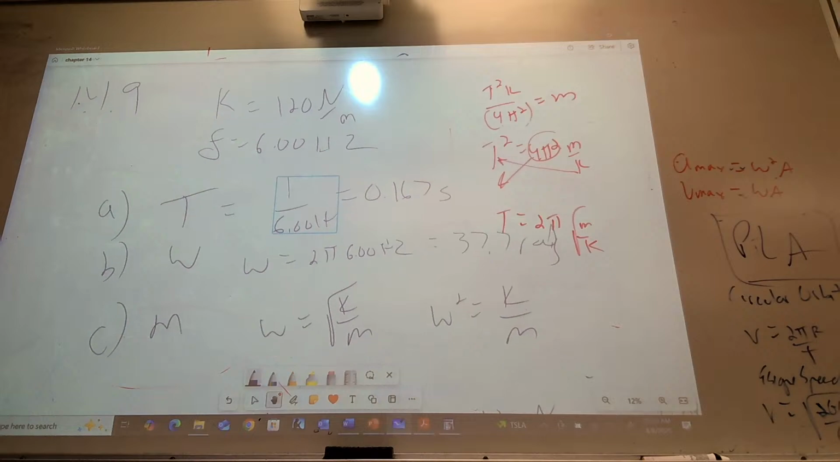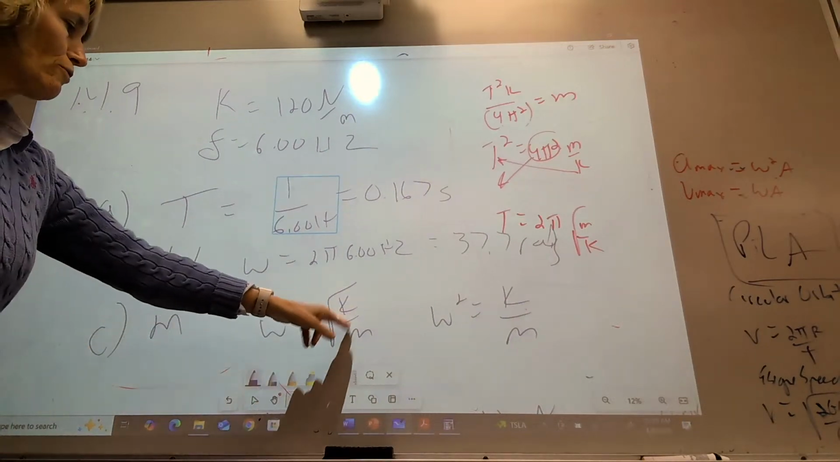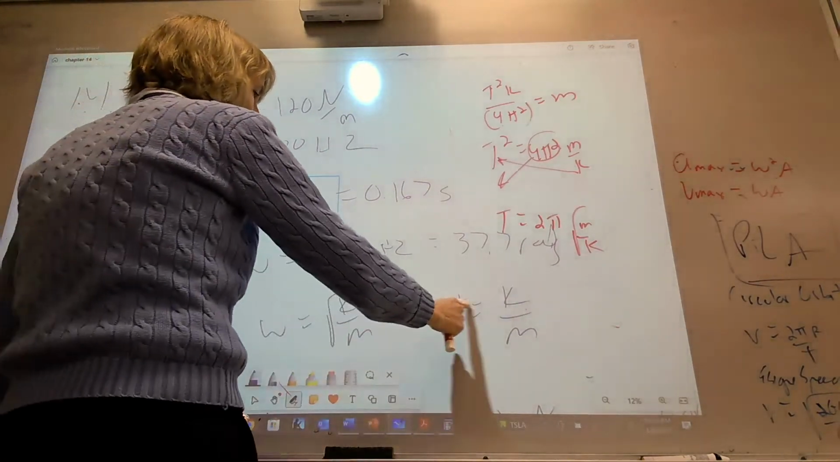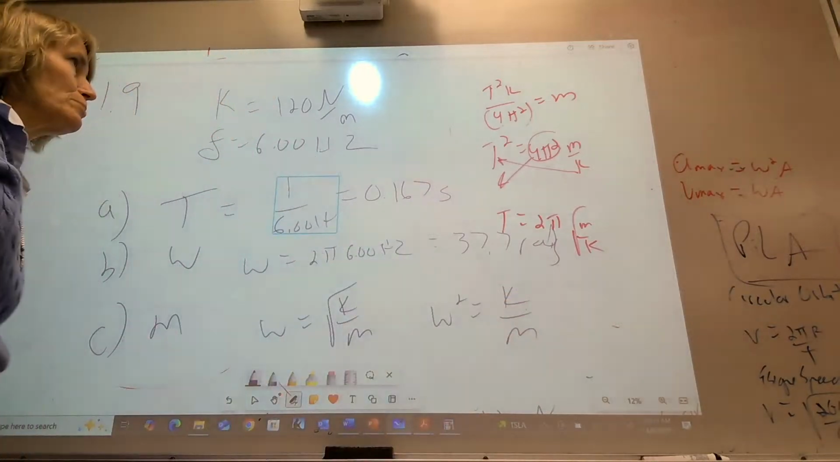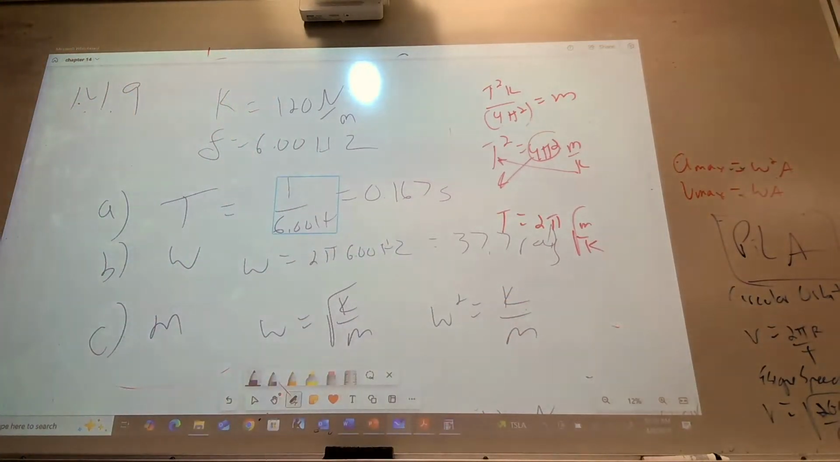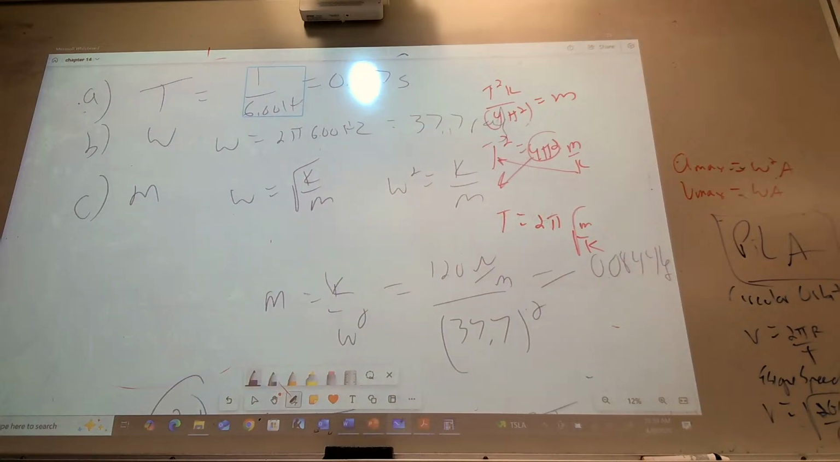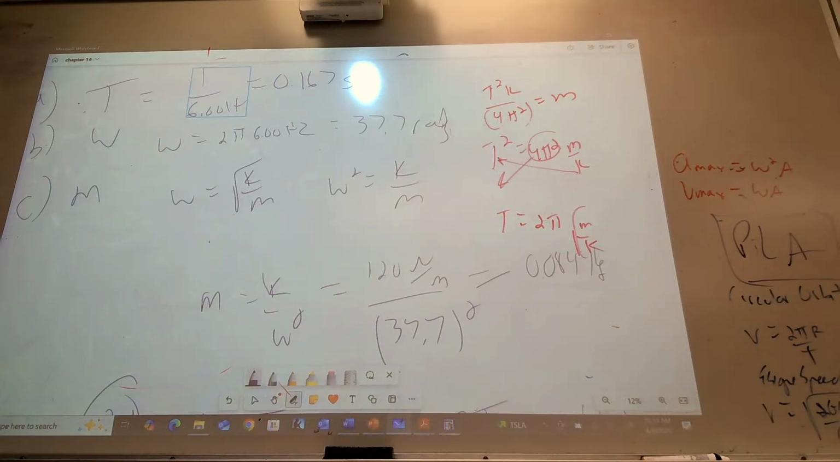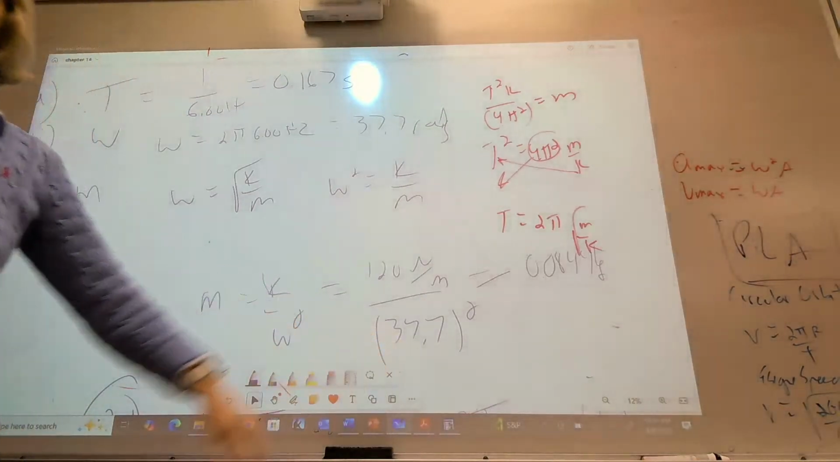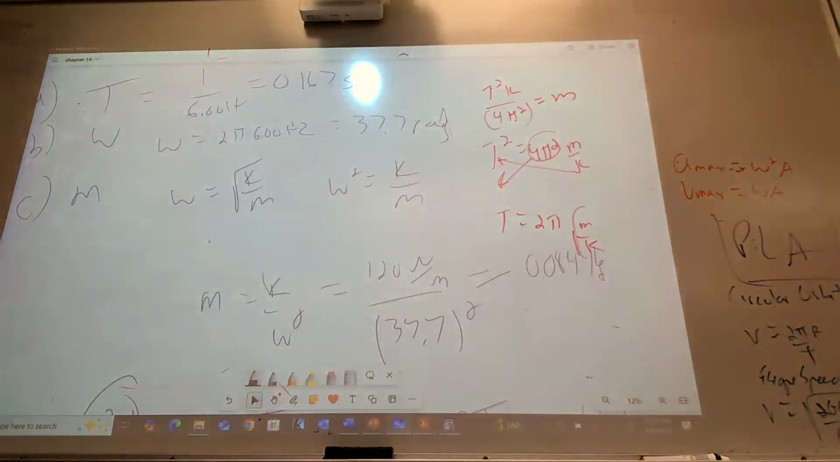Another equation you could have used is omega is equal to square root k over m. So omega squared is k over m. That one's a little bit easier, but anyway, it comes out the same in the end. Either way, you should get 0.0844 kilograms. Is that what you got? Did you get that, Tori? 0.079. Did you use 37.7? You might have just rounded that.